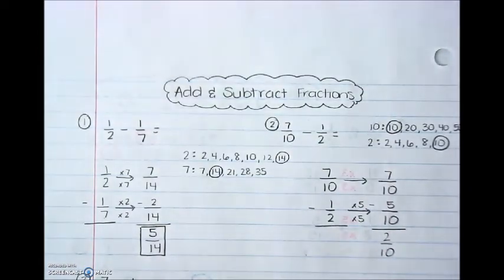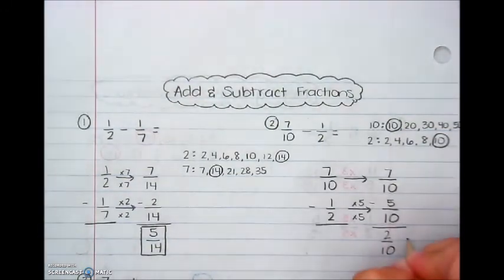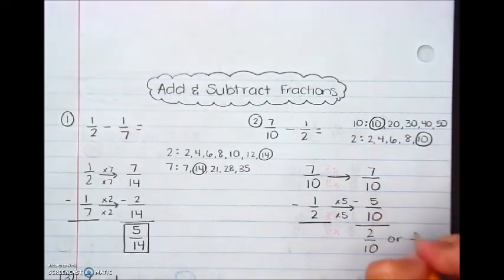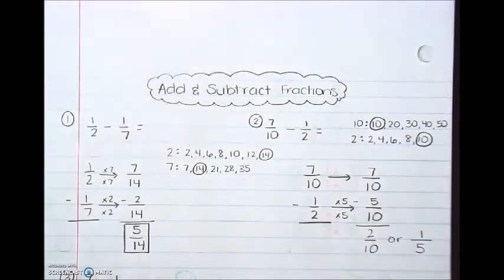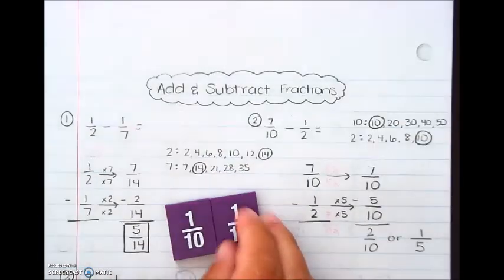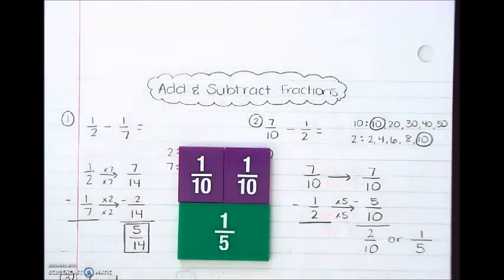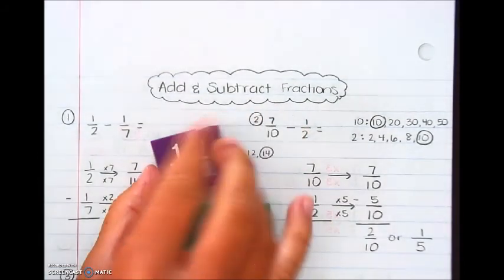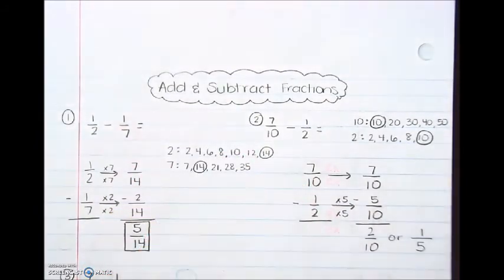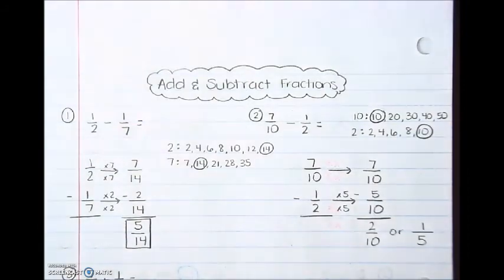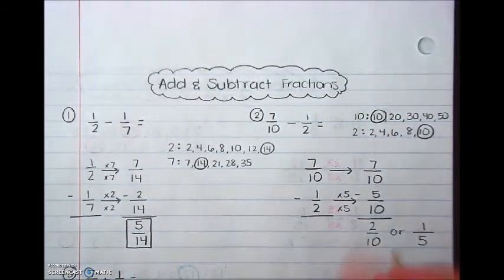Now 2/10 I can put in simplest form by dividing both the 2 and the 10 by 2, because I recognize they share a common factor of 2. 2 divided by 2 is 1, 10 divided by 2 is 5, and I can prove that my answer of 2/10 is equal to 1/5 by lining up those fraction tiles. So with subtraction, I'm doing the same thing that I did with addition. I just get my equivalent fractions once I found my common denominator, and then I can subtract the two amounts.